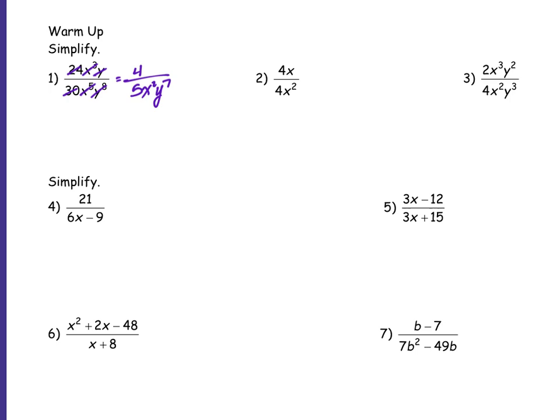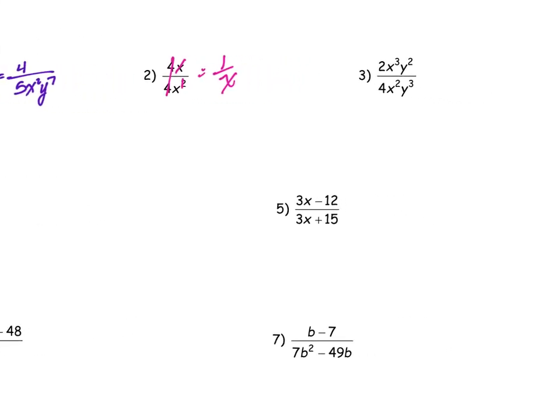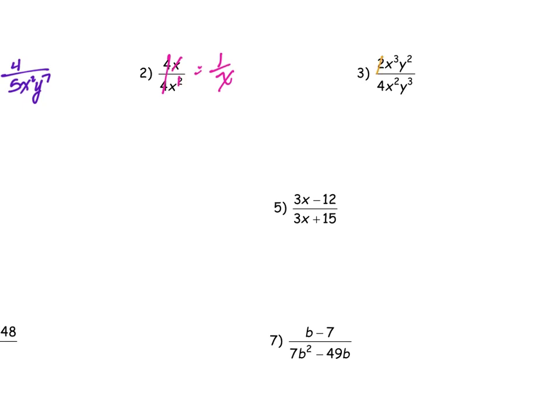For number 2, the 4's go away, the x on top goes away, I get 1 left on the bottom, so it's 1 over x. Number 3, 2 goes into 4 2 times, the x's on the bottom go away, I get 1 left on top, the y's on top go away, I get 1 left on the bottom, so I've got x over 2y.